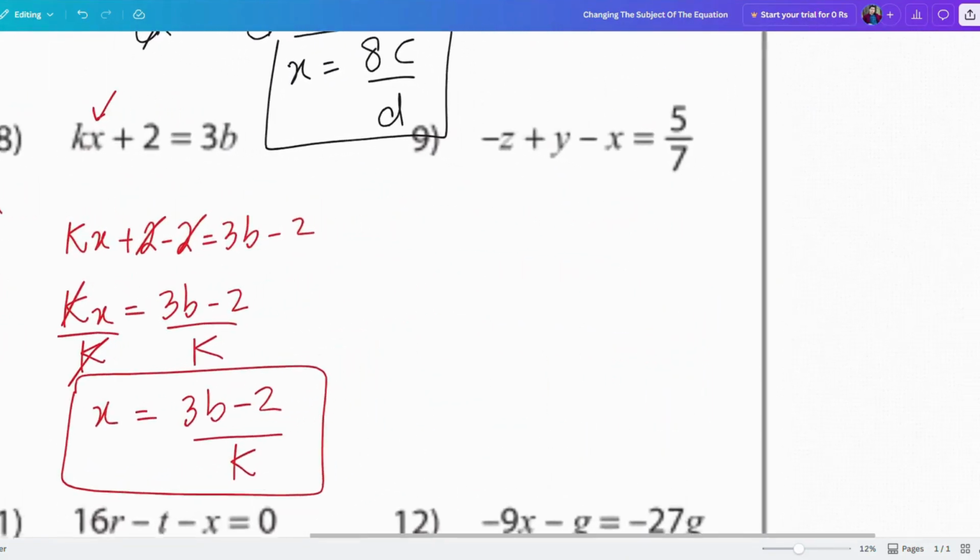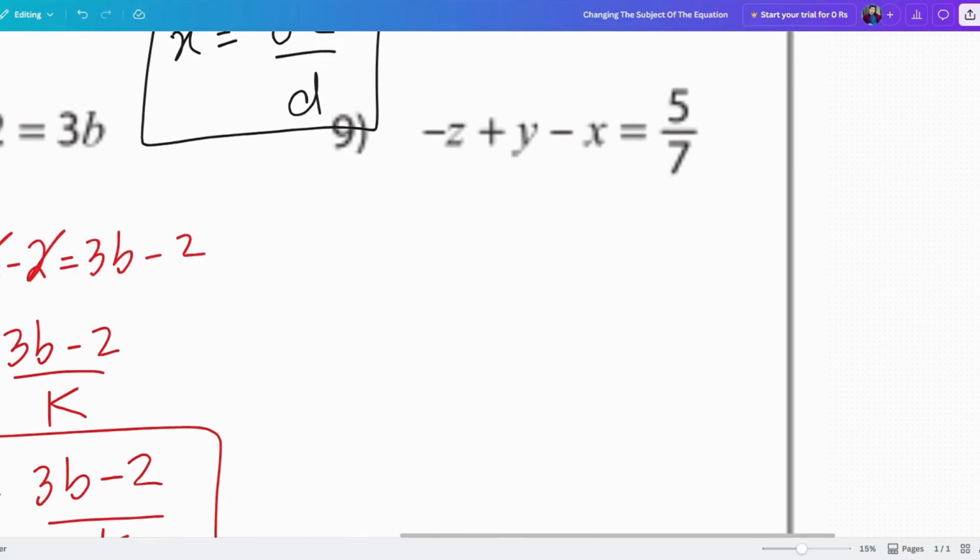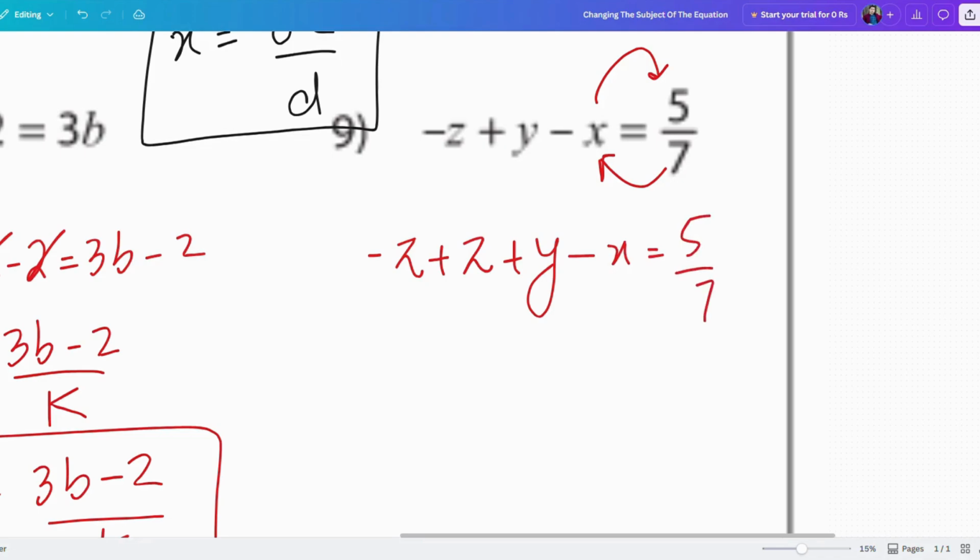Now I'm moving towards question number 9. For this one, I will be doing a very simple process. I can replace these two with each other, right? Or you can do minus z plus z plus y minus x is equivalent to 5 over 7 plus z. Okay, they will cancel out. In our next step, I need to eliminate this y, so I will subtract y on both sides.